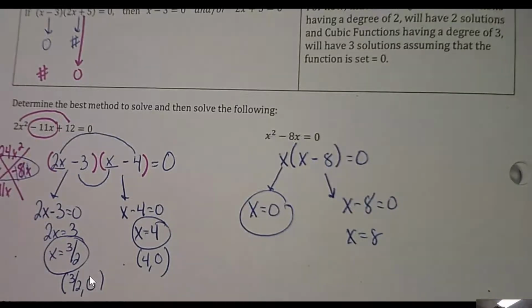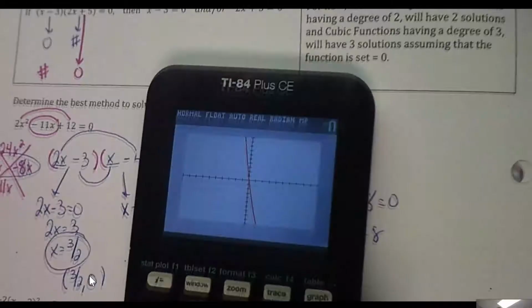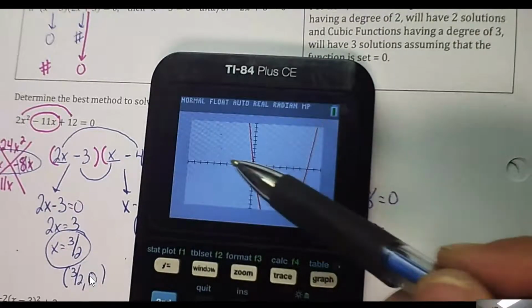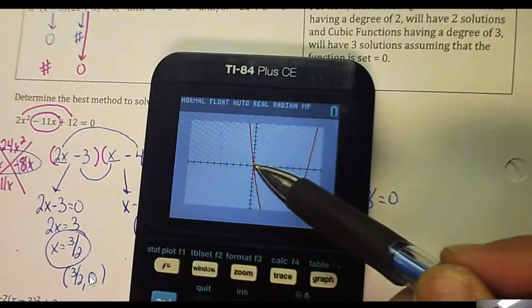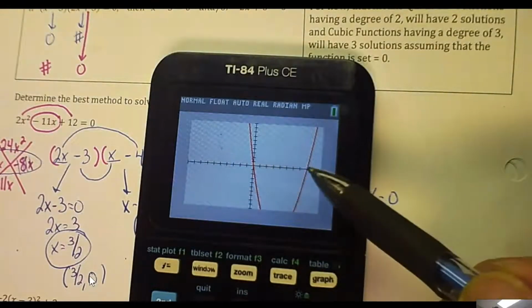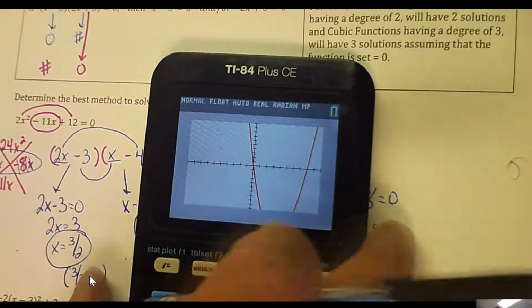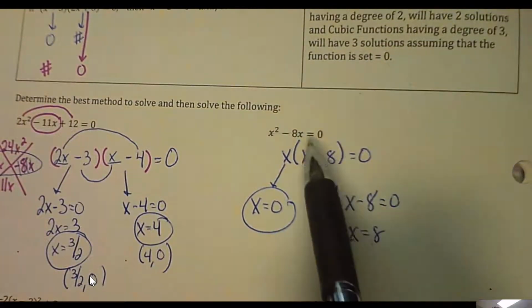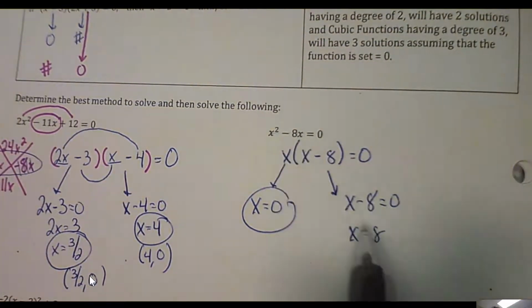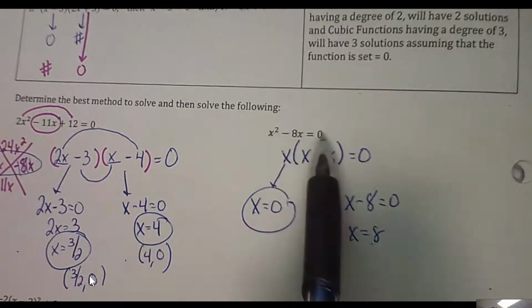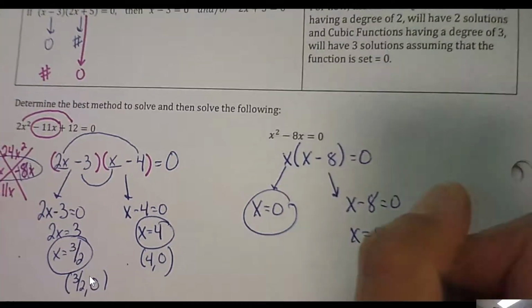So here's this one graphed. And you're going to see that when it hits the x-axis, that's 0. So if x is 0, y is 0, and this is 8. If x is 8, y is 0. So if you put 8 in here and you do your math, your y value is 0. I hope that makes sense.